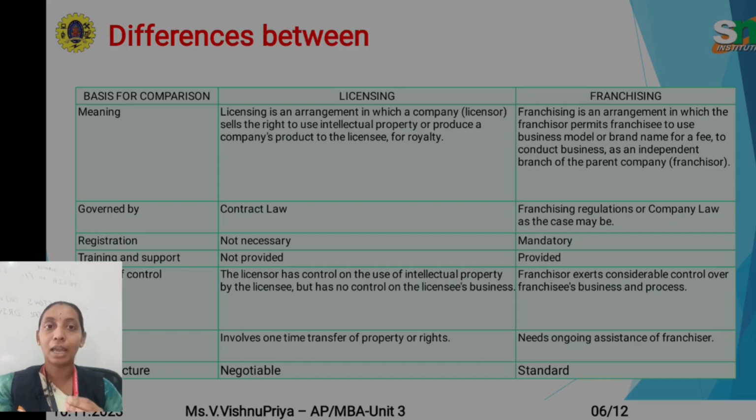On control: a license has control over the use of intellectual property, but a franchise has considerable control over the business and process only. It involves the transfer of property rights, and it is negotiable and standard in a franchise. This is the small difference between license and franchise. Franchise has some advantages and disadvantages, so we can say that.